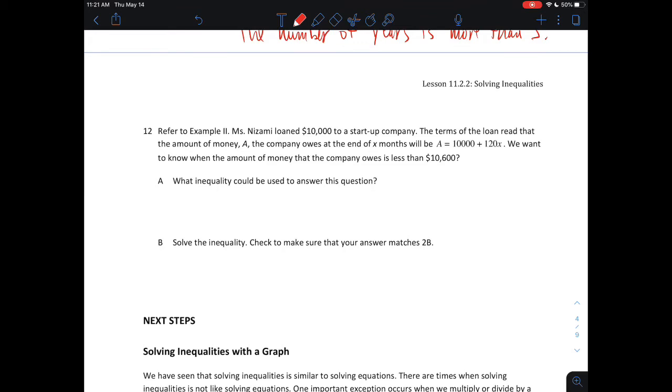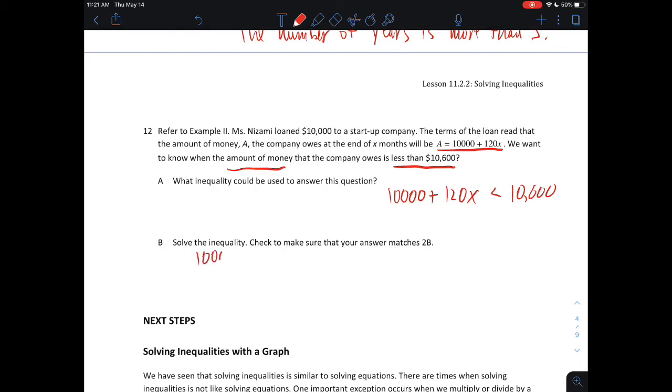Part A, what inequality could be used to answer this question? So again, we want the amount of money, which is A equal to 10,000 plus 120X, to be less than 10,600. So that means the amount of money, 10,000 plus 120X, we want that to be less than 10,600. So then part B, we want to solve that inequality.